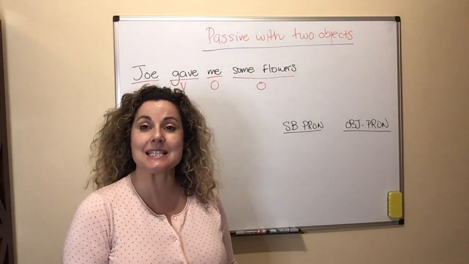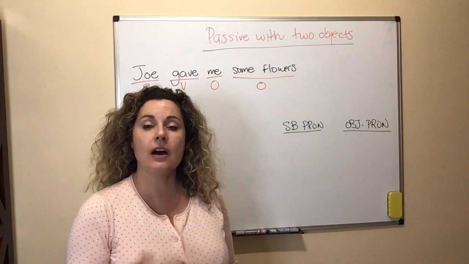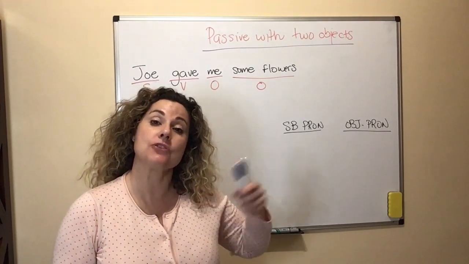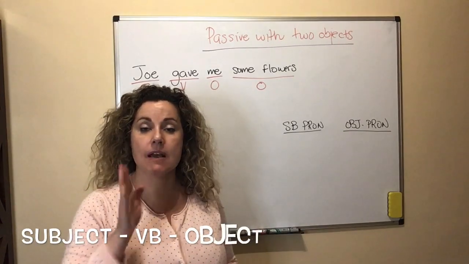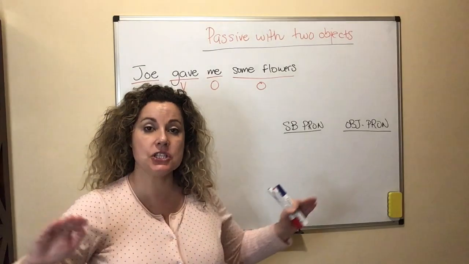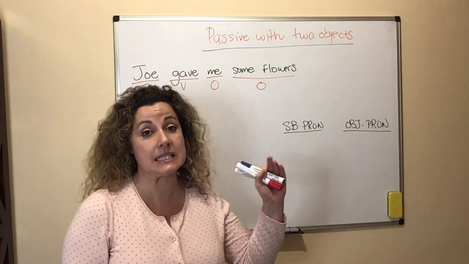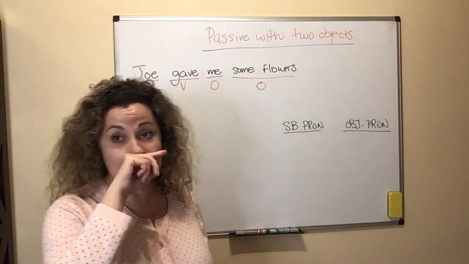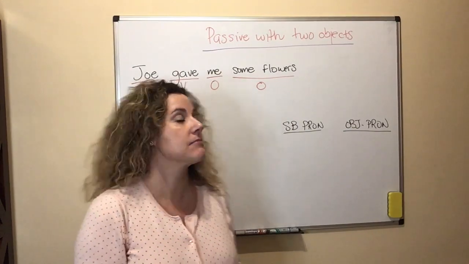In today's lesson, we're going to deal with passive with two objects. So far, we have said that when we transform an active sentence into a passive sentence, we need to identify subject, verb, object, and then do the change. The subject becomes the agent and the object of the active becomes the subject of the passive. But in an example like the one that we're going to see today, we find two objects.